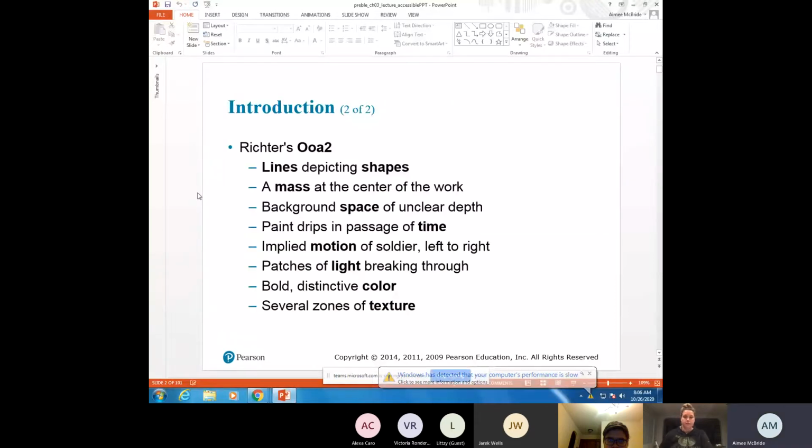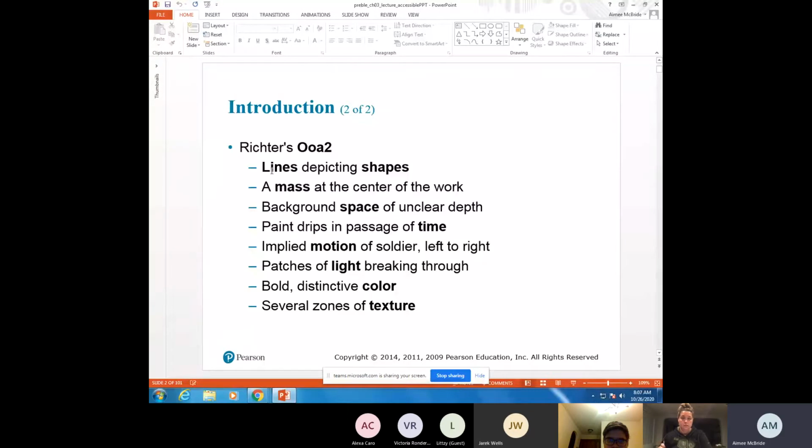Okay, so this is just one example of all of the different things that we're going to be talking about today. All of those bold letters are what we're going to be covering. We'll probably end up taking two lessons to do that. But starting today, we're going to start going over lines, shape, mass, space, time, motion, light, color, and texture, and discussing what those particular things are.